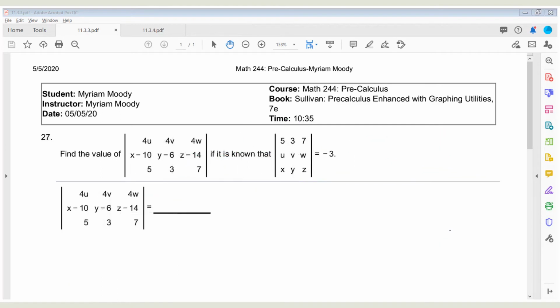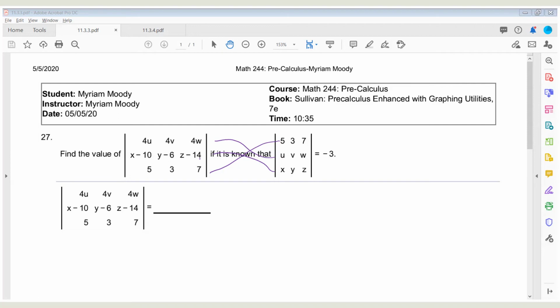So let's look at this third one. 5, 3, 7 is supposed to be the first row. Well, looks like it went to row 3. U, V, W is supposed to be the second row. Well, looks like it went to row 1. X, Y, Z is supposed to be the third row. Well, looks like it went to row 2. Huh. Okay. All right. Hold on just a second.